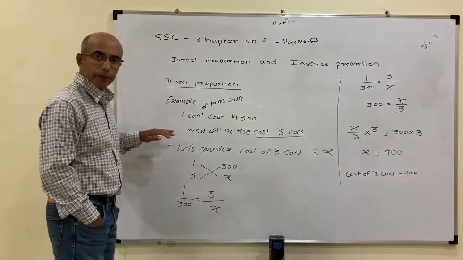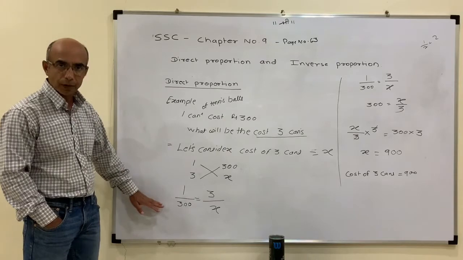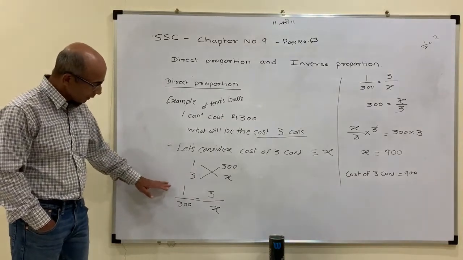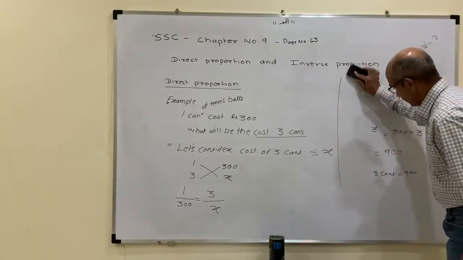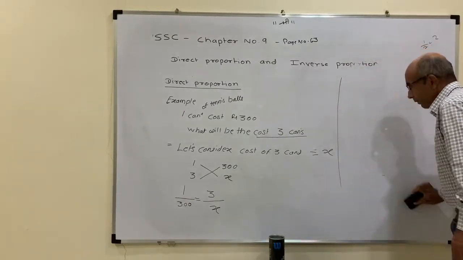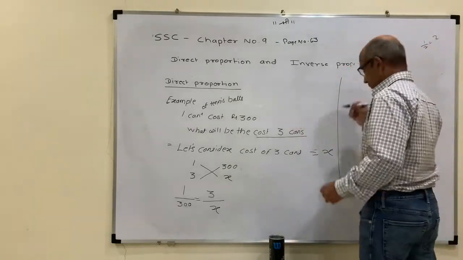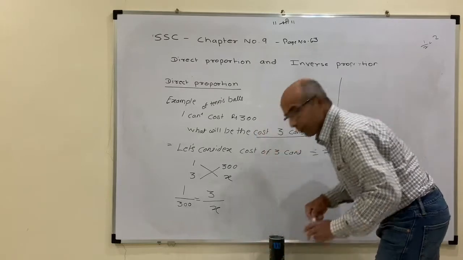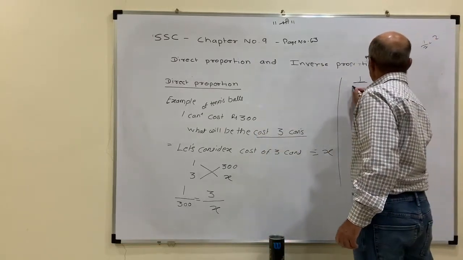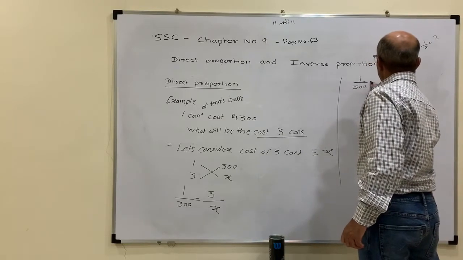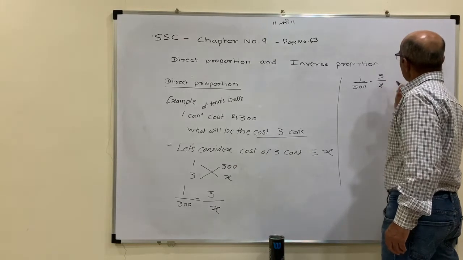Now the same problem till here, we'll solve in a little different method. So what I have, my equation is, say as per the book, 1 divided by 300 equals 3 divided by X.